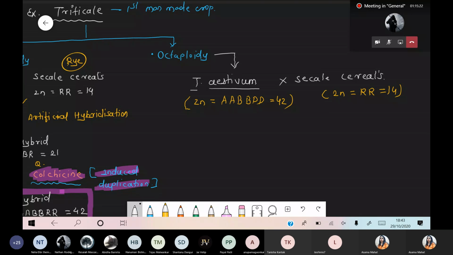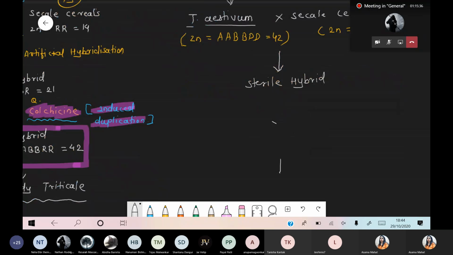Everything will be same. Hybridization, formation of the sterile hybrid. Okay. Now the sterile hybrid undergoes the process of colchicine treatment. After the colchicine treatment, we obtain the fertile variety.